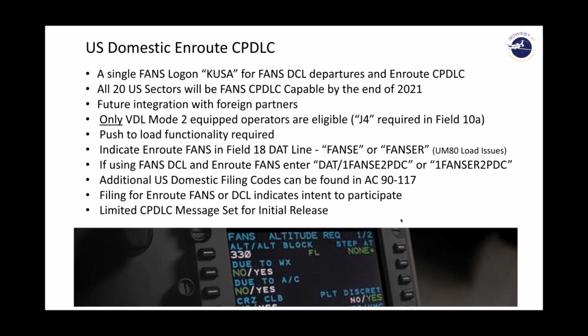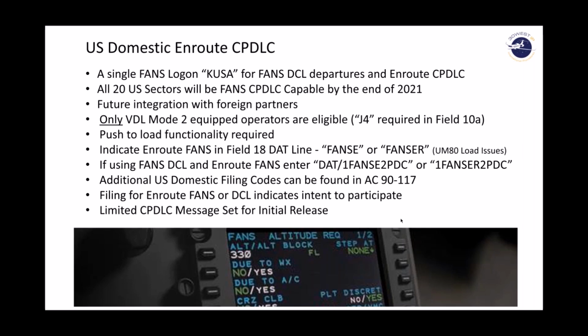They're not used for CPDLC anywhere else in the world, and they're specific to the domestic United States. They're not even used for New York Oceanic or Oakland Oceanic. But the big thing for the DAT lines is when you file one FANS E2 PDC, anything in those DAT lines, it indicates your intent to participate.